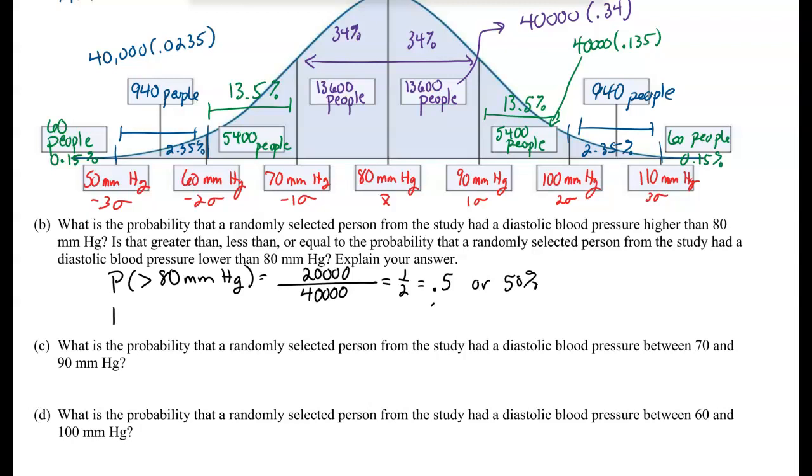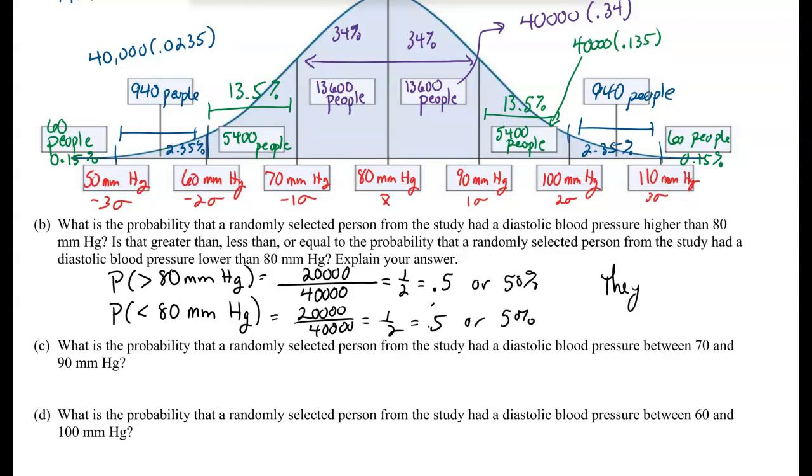Now, they asked the next one. We want to compare it to the fact it's less than the diastolic blood pressure of 80 millimeters of mercury. Isn't that the exact same thing? Oh yeah, they're what to each other? Yeah, they're symmetric, so they are equal to each other. So it's going to be equal.